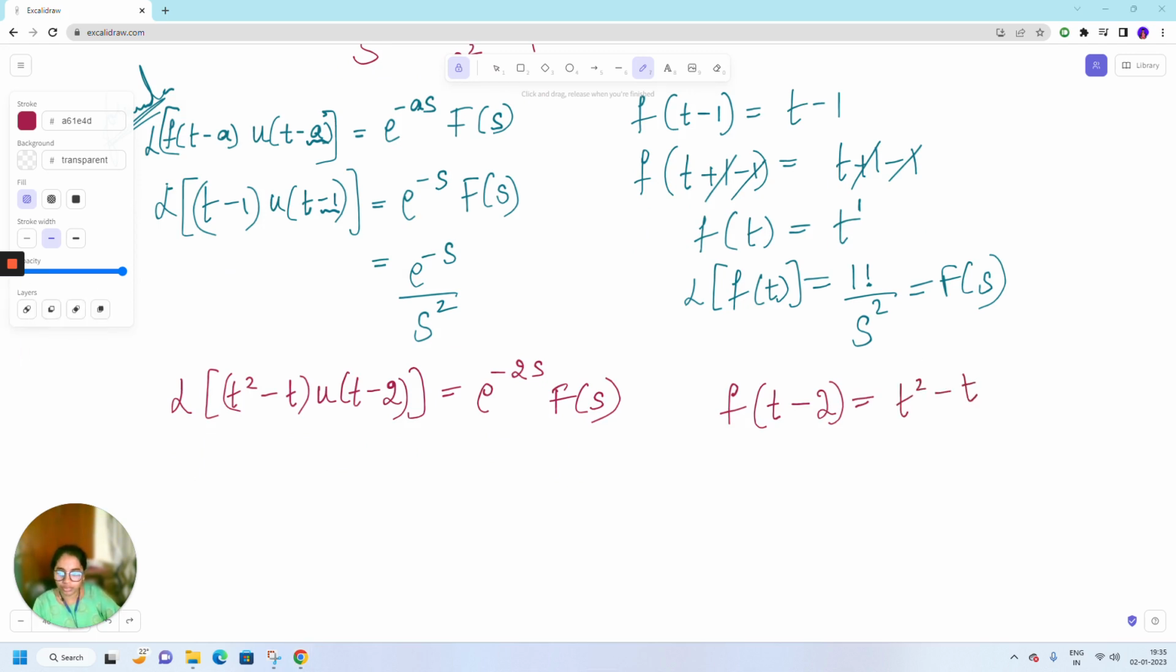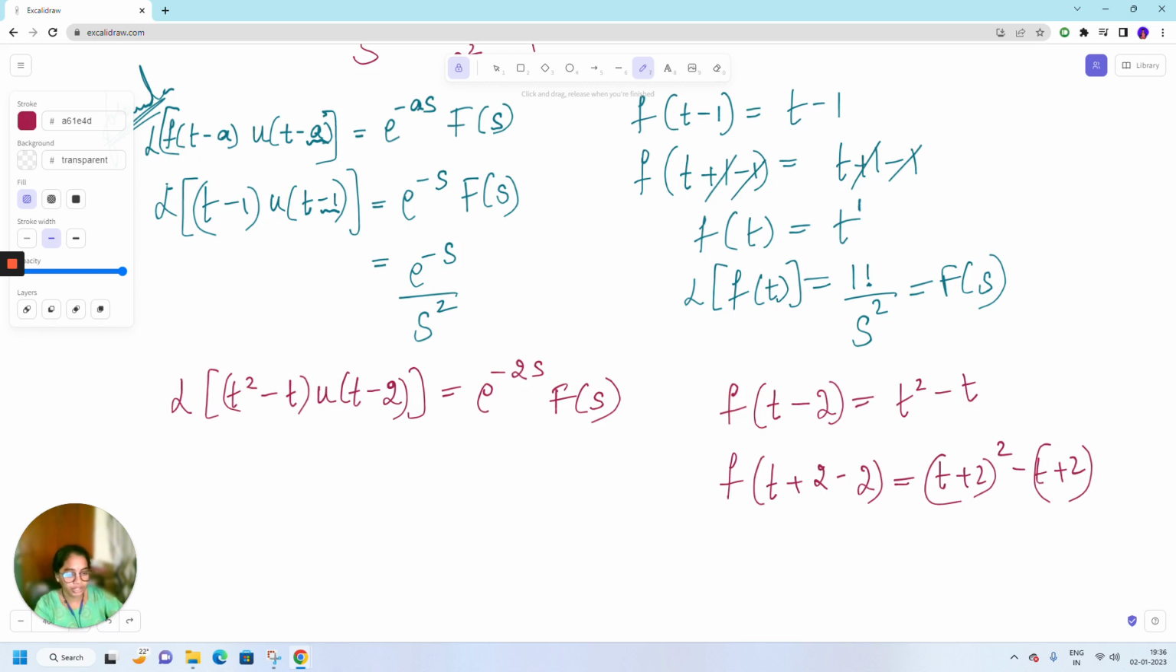What is our f of t? To find f of t, I would have to do t plus 2 minus 2. This is equal to what? t plus 2 the whole square minus t plus 2. I am just replacing t with t plus 2. Why? Because I want f of t in the LHS.